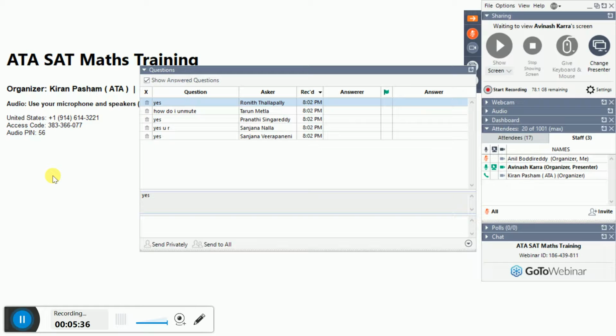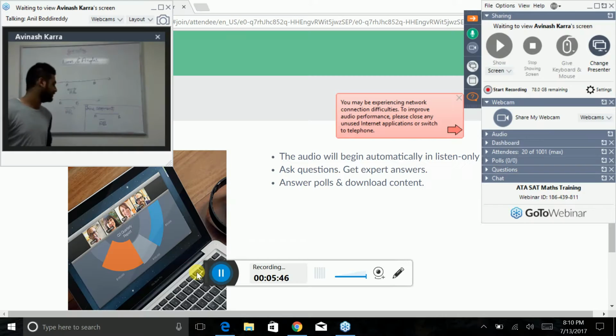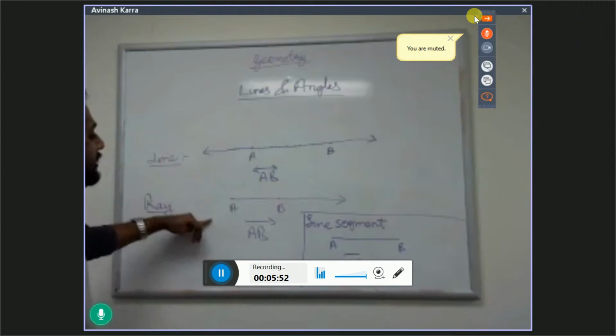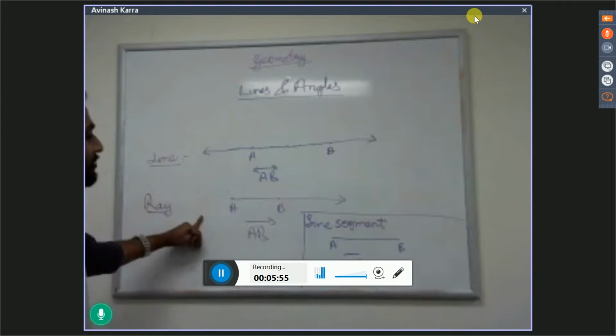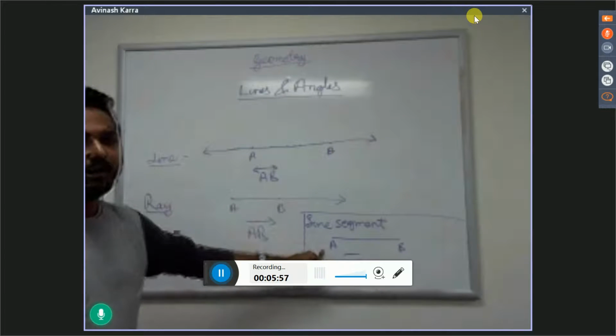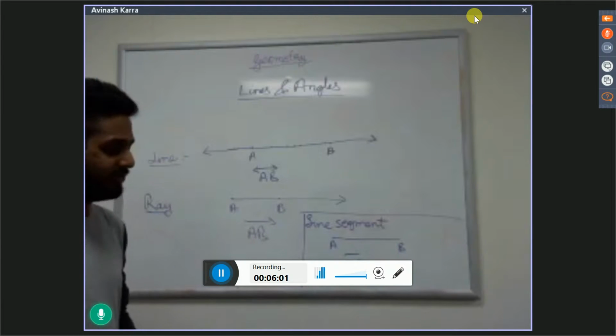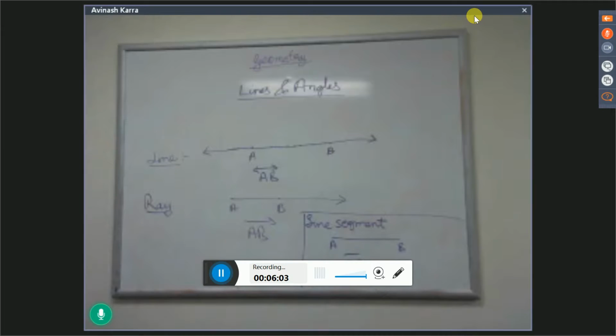Okay. So a line segment AB is represented by AB and just a line. There will be no arrows. Okay, guys, are you clear with these three parts? What is a line, what is a ray, and what is a line segment? Someone of you tell me yes or no. Yes. Okay, thank you.